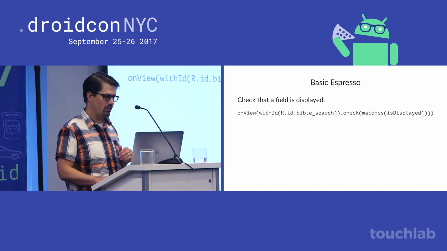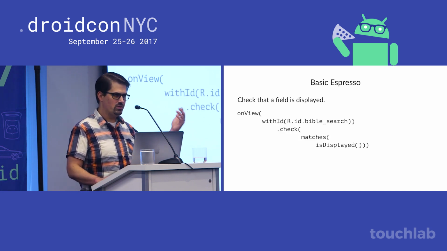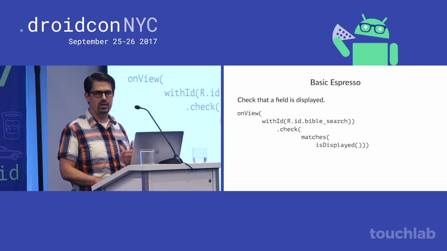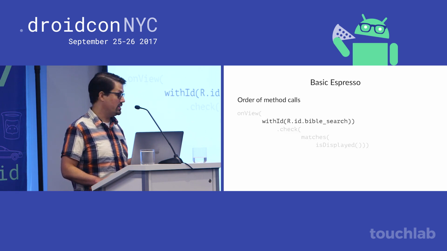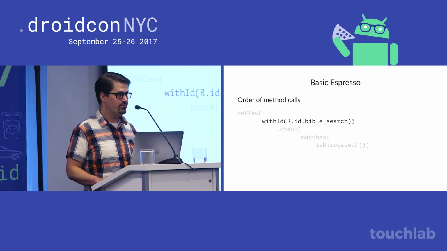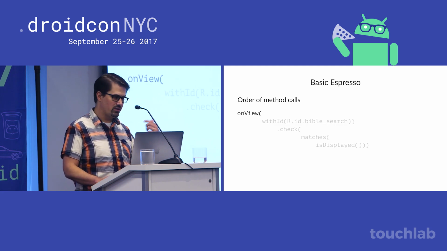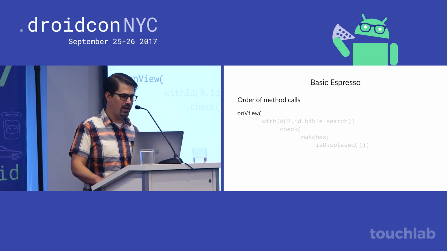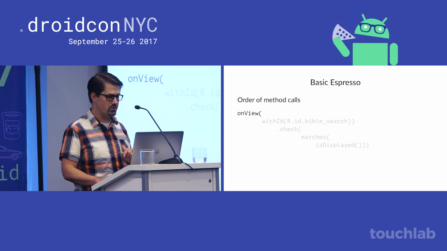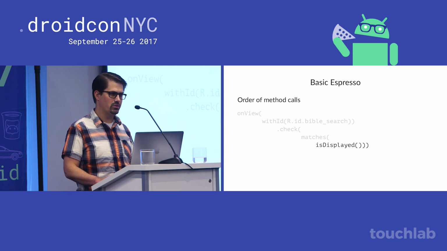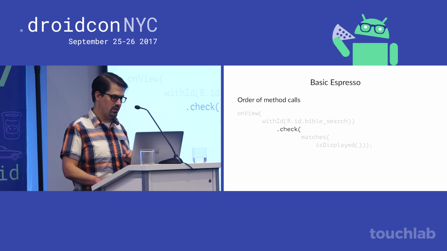So let's break that down a little bit. These are the different calls that go into that simple statement. The first thing that gets called is withId, and then the result of withId will get passed into onView. When onView returns, it's going to call check, but before it calls check, it has to call isDisplayed. It'll take the result of that, pass it into matches, and pass the result into check. So we're going to walk through each of these in more detail.